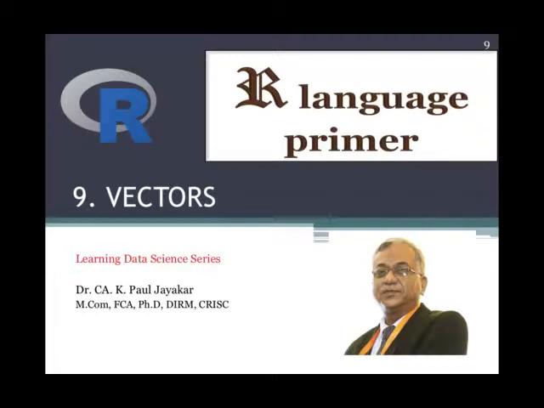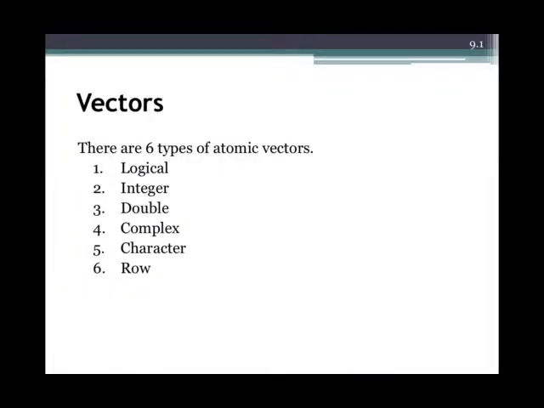Today's chapter is on vectors. We have mentioned all these data types in some earlier chapter. Today we'll take these up one by one. We have started with vectors. There are 6 types of atomic vectors.